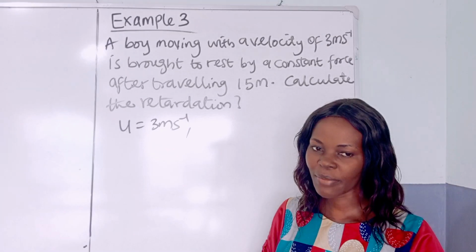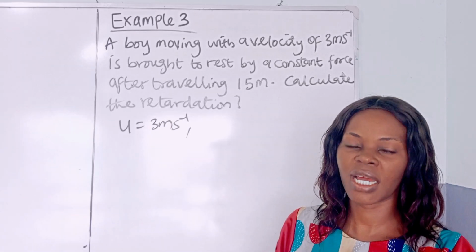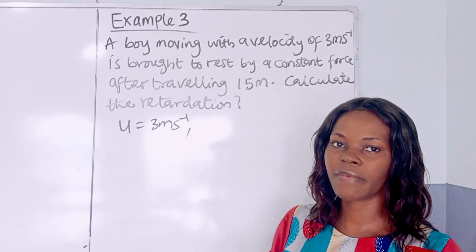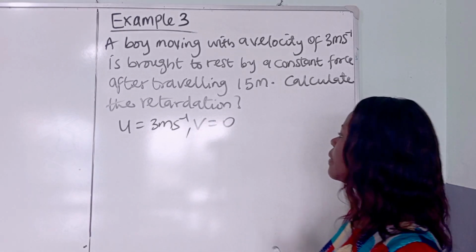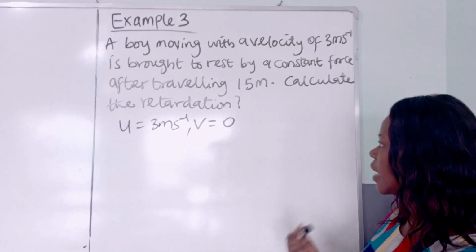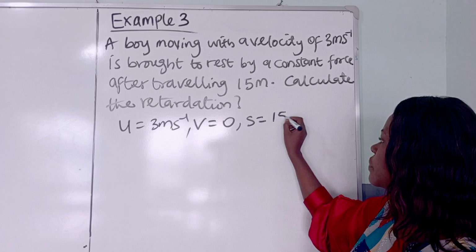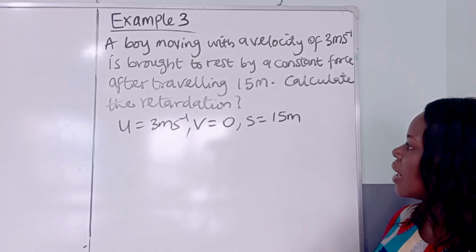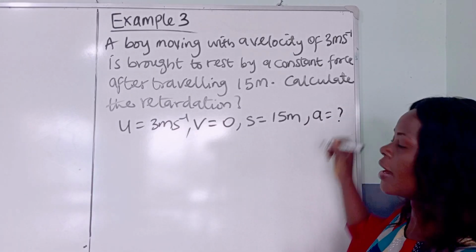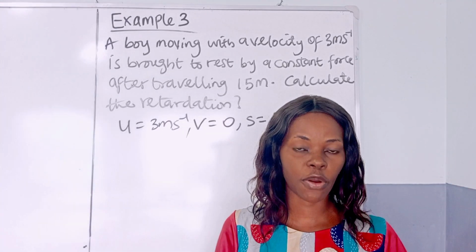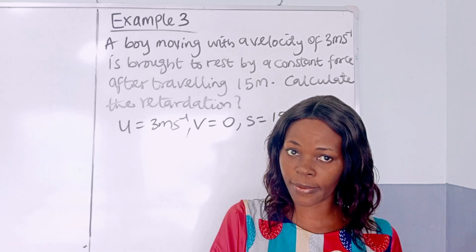Then it is brought to rest. That means as the boy was moving with this speed, at the time he came to a stop, he now stopped moving. That means our final velocity is equal to 0. So v is equal to 0. Okay? After traveling 15 meters, the distance is equal to 15 meters. Alright? Calculate the retardation. Retardation is a. I told you earlier that retardation is the negative of acceleration. Even though we have to find retardation, it means that velocity decreases with time. Okay?